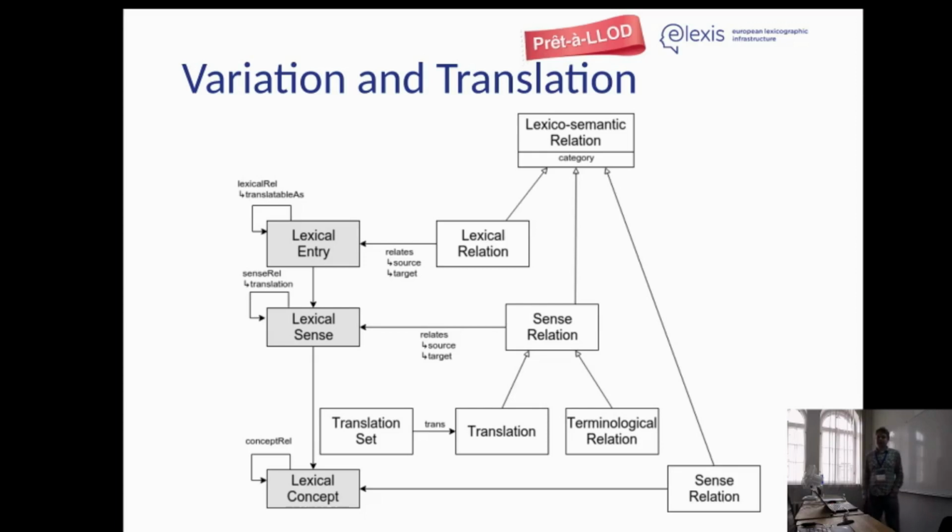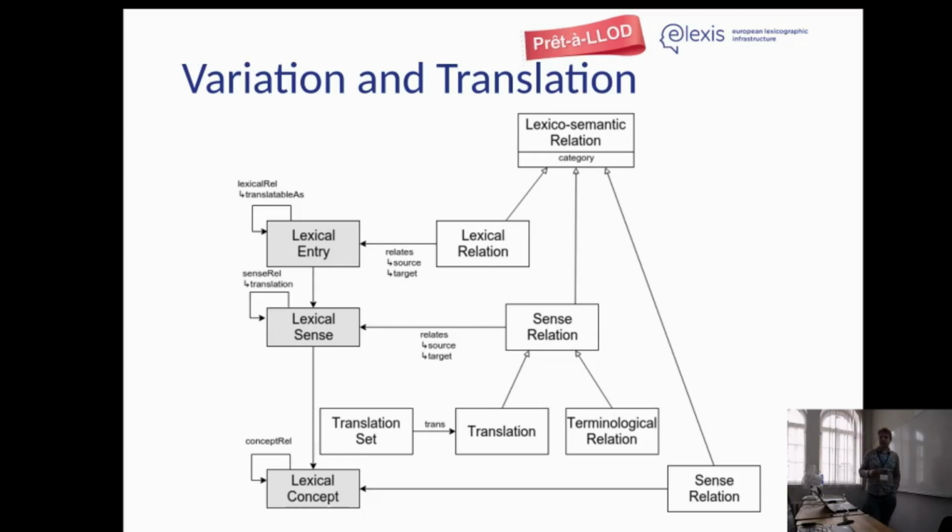So this introduces the variation and translation module, which adds a lot more vocabulary to do with mapping the kinds of relations. So we have lexical relations. Lexical relations don't care about meaning. They're things like grammatical derivation, which is a classic example. We also then have relationships between concepts.